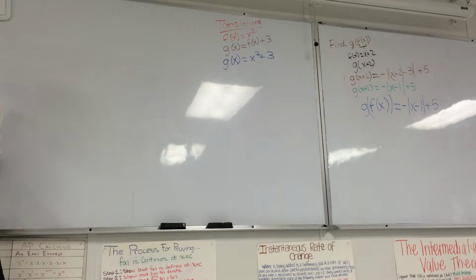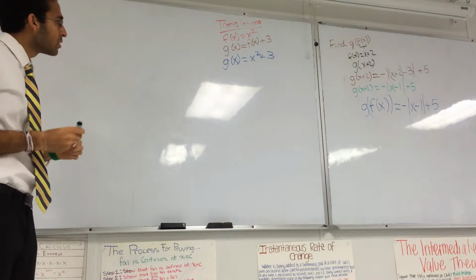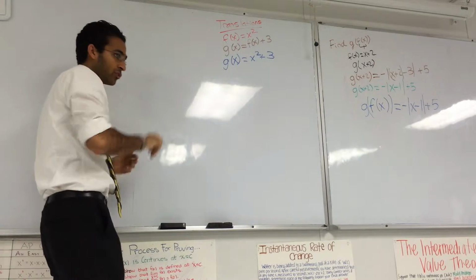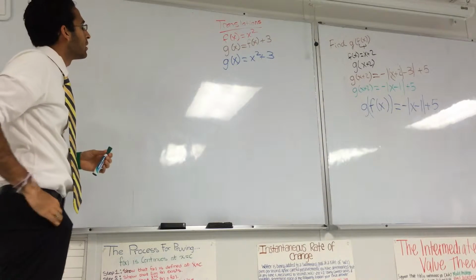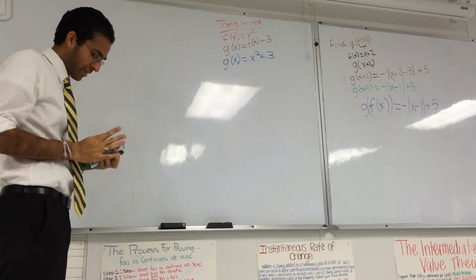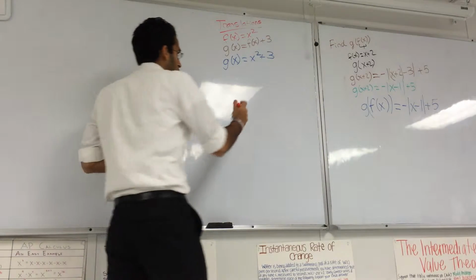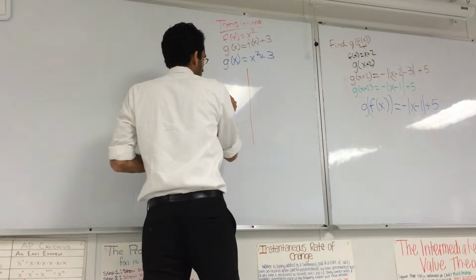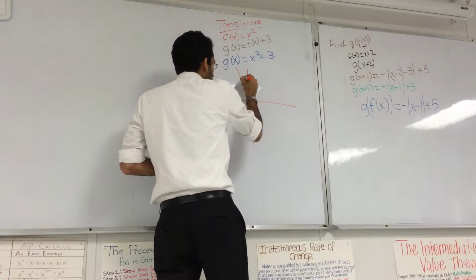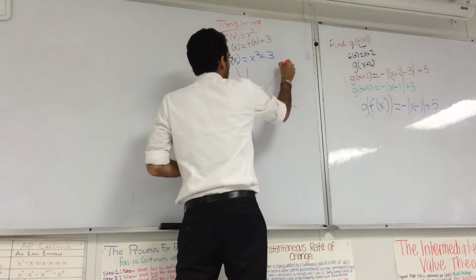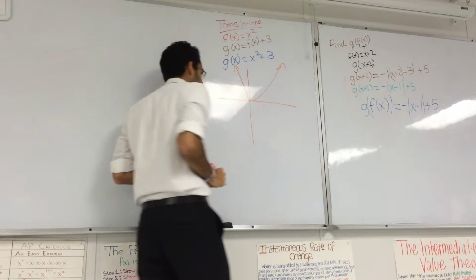And now, let's do the following. Let's graph f of x and g of x. So let me graph f of x in orange here. So we all know what f of x looks like. We all know f of x looks like this. Everybody knows this.